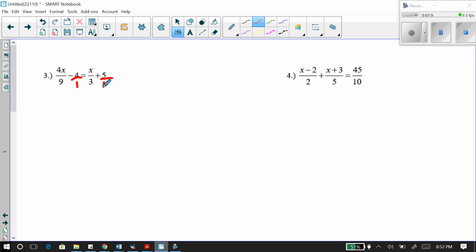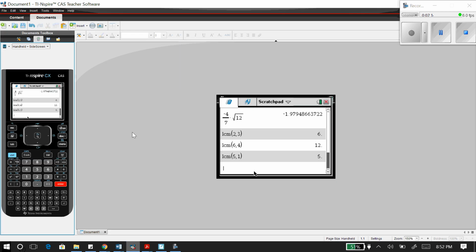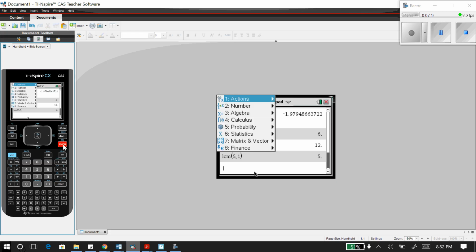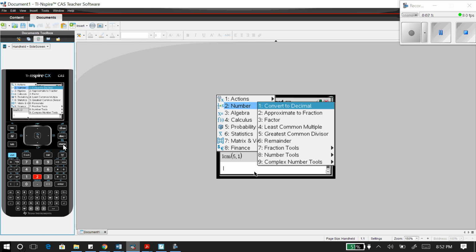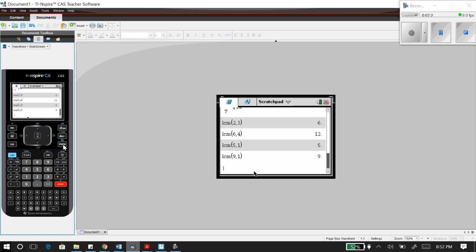Okay. So that we can find the LCM, let's start by doing our first 2 denominators. I have 9 and a 1. So I'm going to go to my calculator. You can either do menu, number, least common multiple, 9, 1, which is 9.